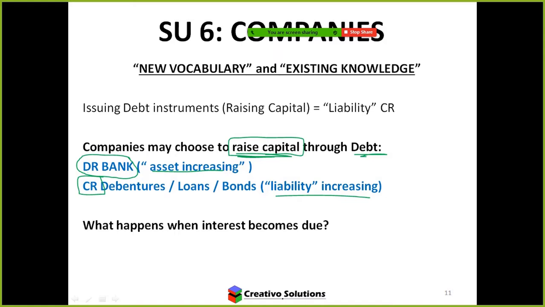Are you happy with that debit and credit? Yes. Okay, it's very simple. Just think about it like a normal loan. When you did 1502, you would have debited bank, credited loan. Now that you're in 1601, you could credit debenture, loans, or bonds. The name has changed, but the basics stay the same. Happy? Yes. Okay.